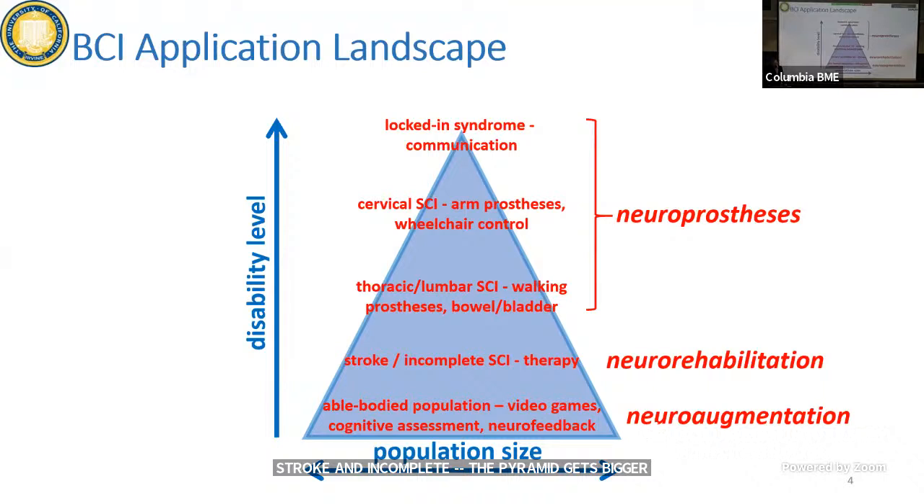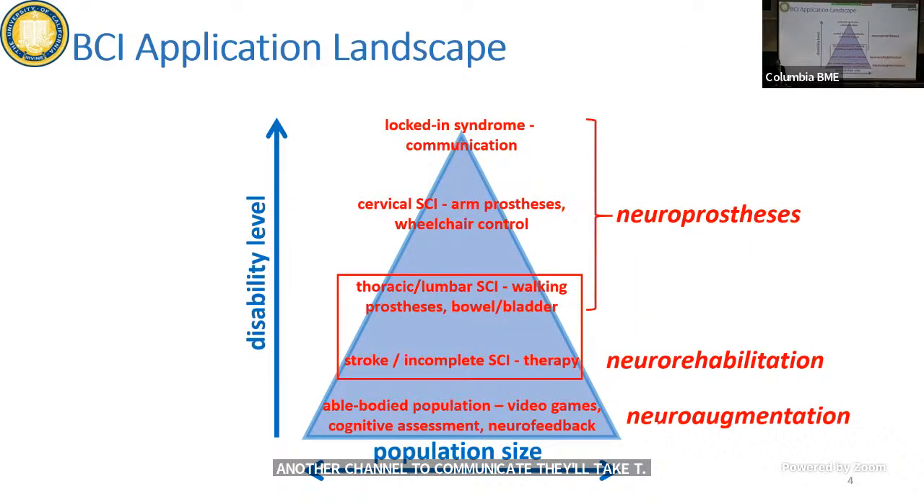And then finally, able-bodied individuals, typically video gamers. They're always interested in increasing the number of actions per second. So if you can give them another channel to communicate, they'll take it. There are also some other things like cognitive load assessment, neurofeedback, and so on and so forth.